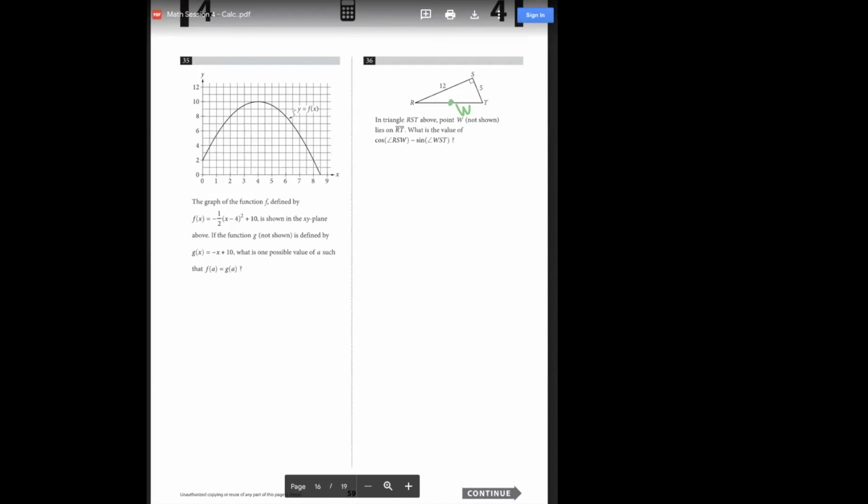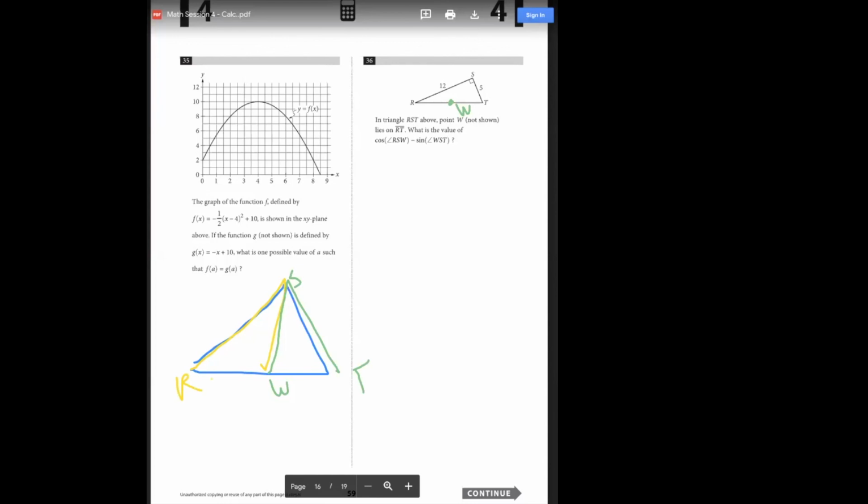So point W, let's see. I'm going to draw it out over here just so it's bigger, because that picture is a little bit tiny. So it's asking for the cosine of RSW, which would be over here, and then the sine of WST, which is going to be over here. And I'm just going to write it out so it's easier for me to keep track of what I'm saying.